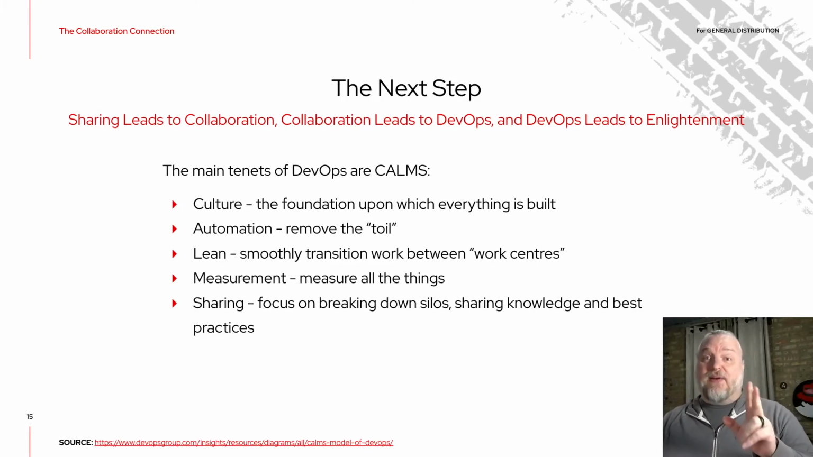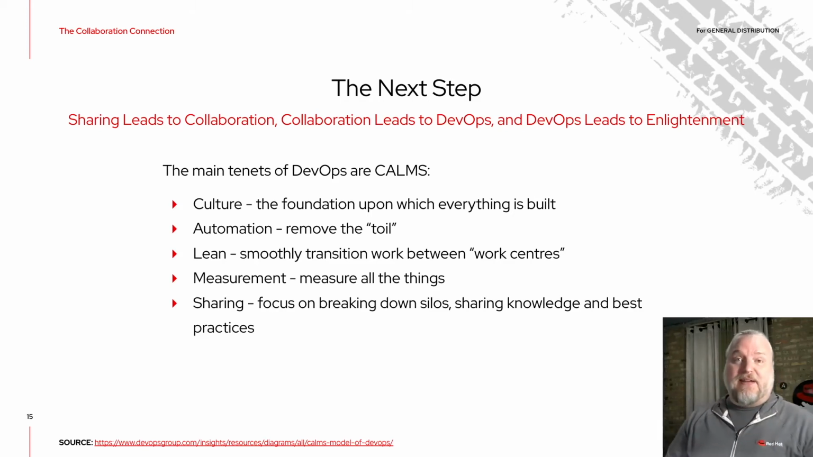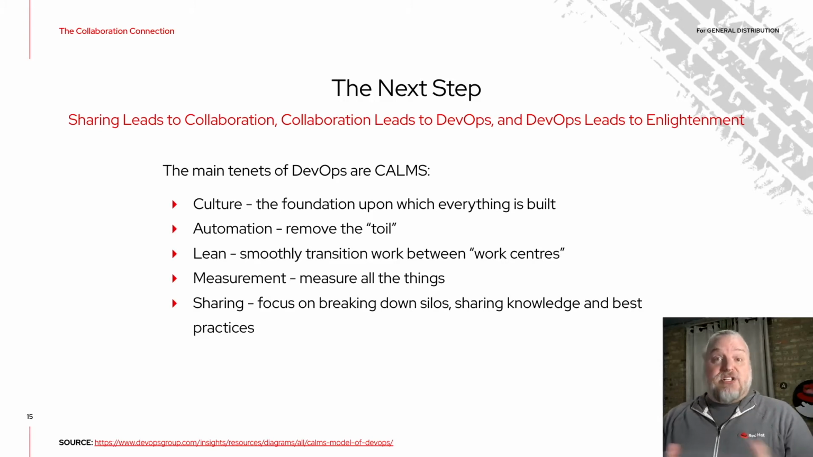The last two are really important. Measurement. Measure everything. The idea behind measurement is to prove that you're actually improving, if that's your goal. And finally, sharing. Sharing is important among people within your own organization so that everybody knows what's going on, and with people outside of your organization. It fosters collaboration and it helps feed back into that culture.